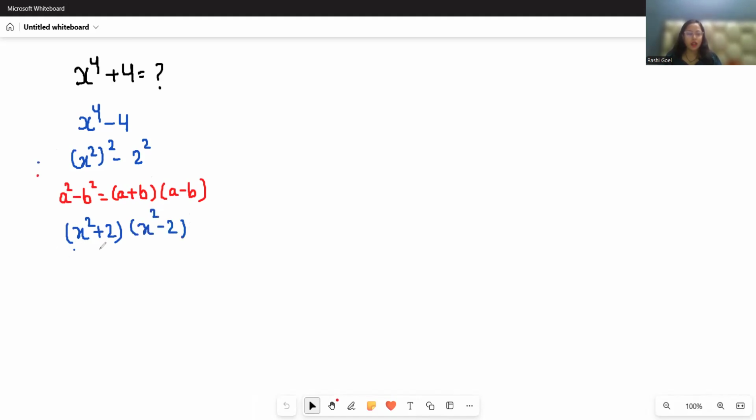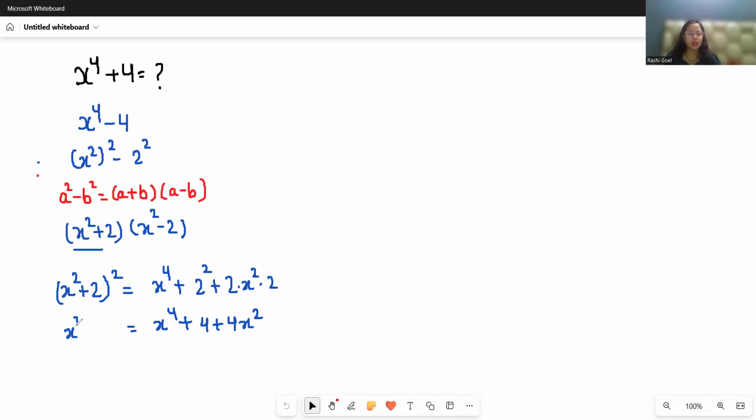Now if I take this part, x square plus 2, and square it, it becomes a plus b whole square, which is equal to x power 4 plus b square, that is 2 square, plus 2ab. So x power 4 plus 4 plus 4x square. So this is equal to (x square plus 2) whole square.